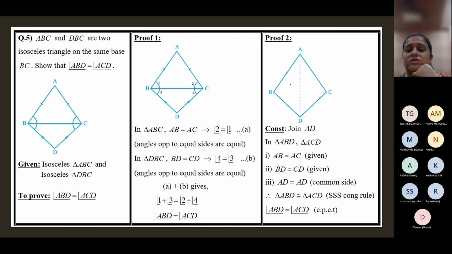So you can either show the triangles are congruent and by CPCT, these two angles are equal, or you can use the isosceles triangle property. That is, in a triangle, when two sides are equal, the angles opposite to them are also equal. You can use that property and also prove it.